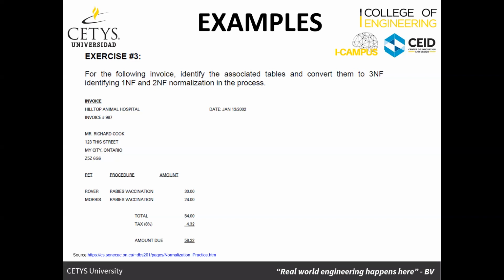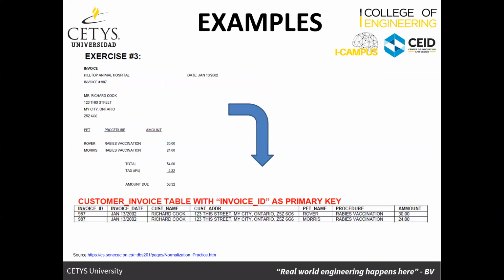Okay. Are we clear up to this point? Okay. So the first thing we're going to be doing is unpacking this information. All the information from the invoice, we're going to create a huge table that's called the customer invoice table. And the invoice ID is going to be the primary key.